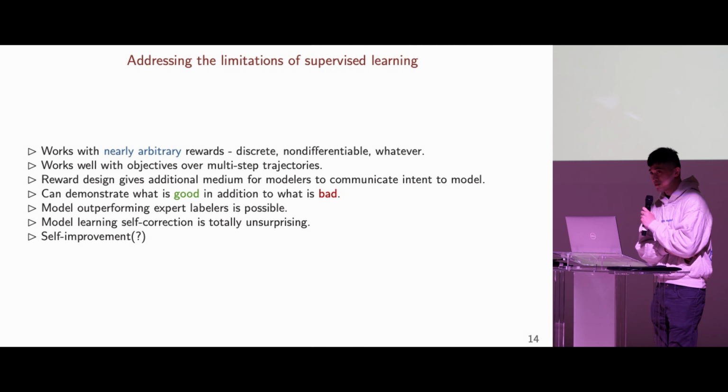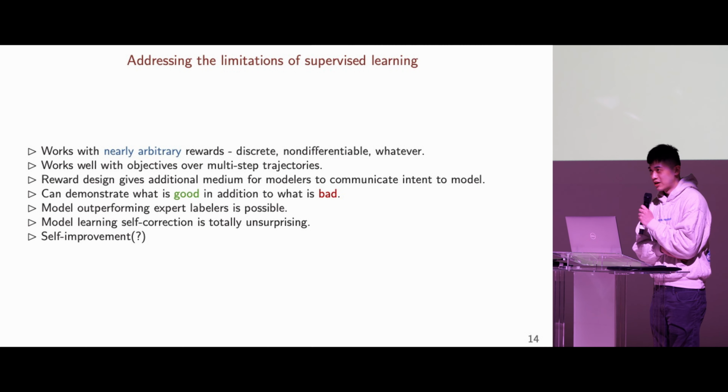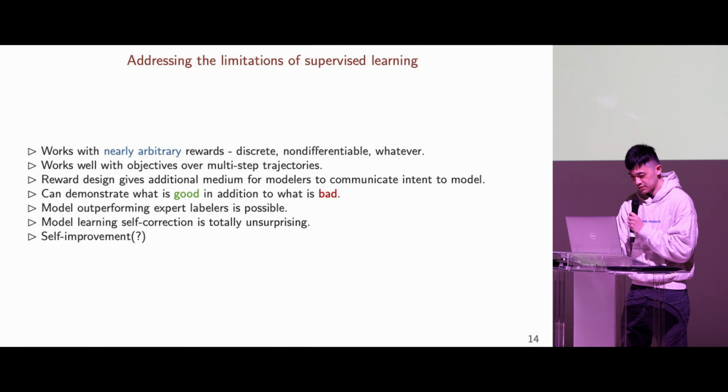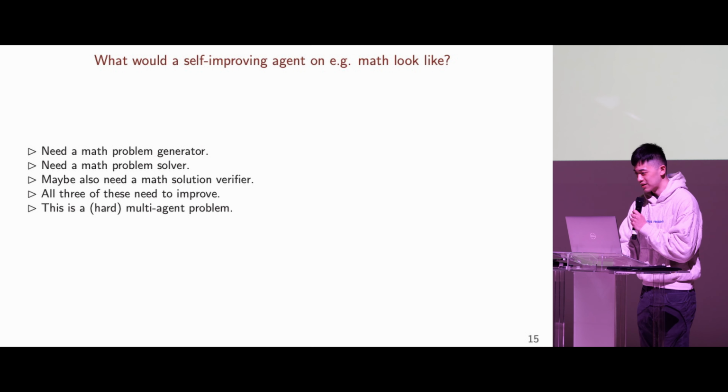But what about self-improvement, right? So we've seen cases in RL of self-improvement, like AlphaGo, AlphaZero. How about with language models? So what would a self-improving agent on, say, math look like?